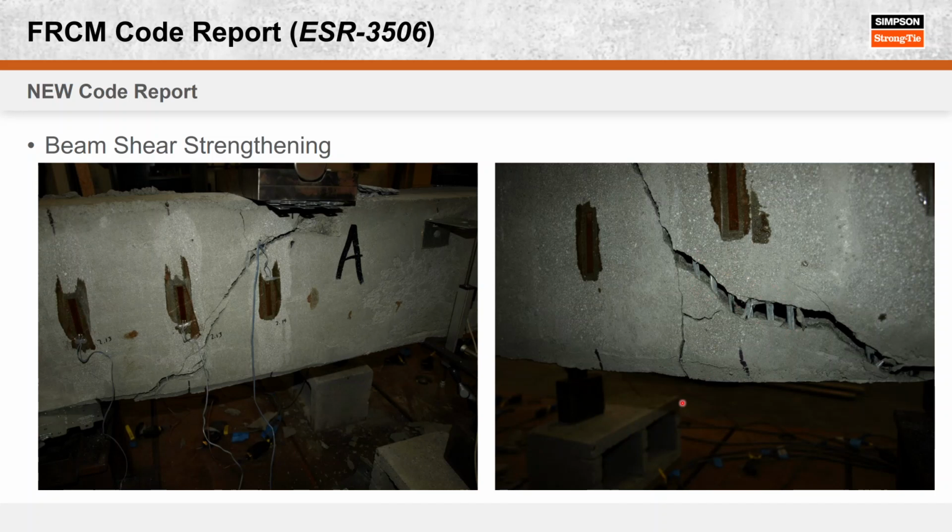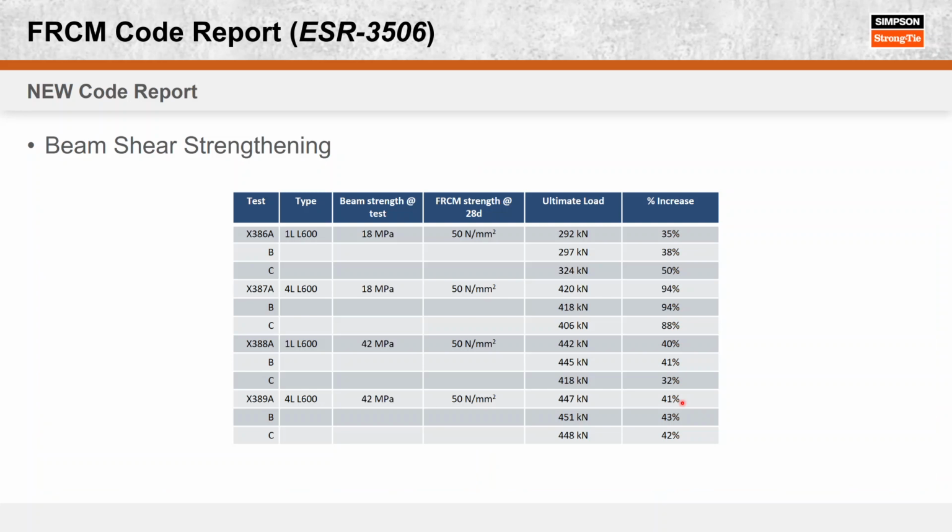Oh, there's more beam shear. Yeah, one more. So the beam shear results, strength increases from at least 35% looks like, up to 94%. So pretty good strength increases there.